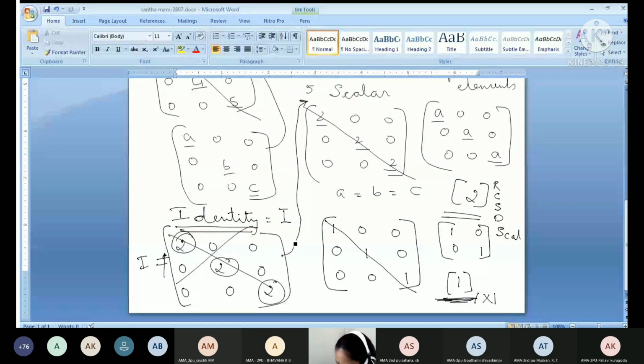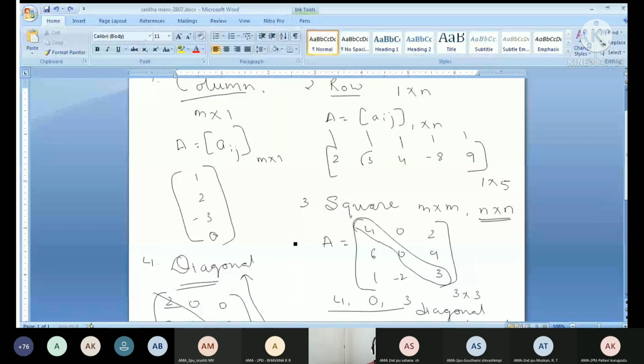Some are asking what is the difference between scalar and identity. I hope now you have understood the difference between scalar and identity matrix. Yes, some are telling that in an identity matrix the diagonal element should be 1, but in a scalar matrix it can be any number. Yes, very good. That is the main difference. Fine. Now I would like to go for the zero matrix. The zero matrix will have no confusion.